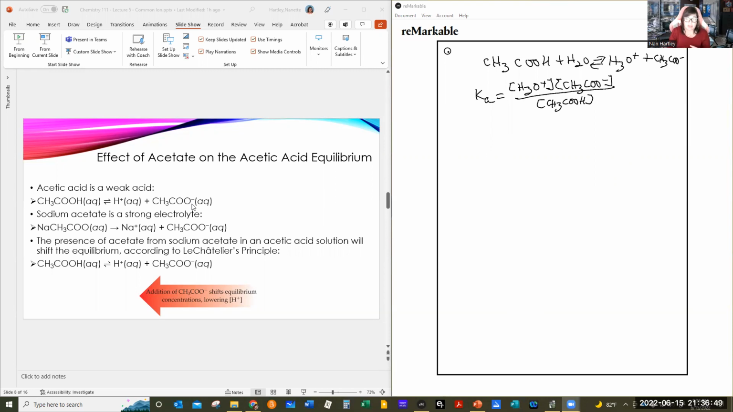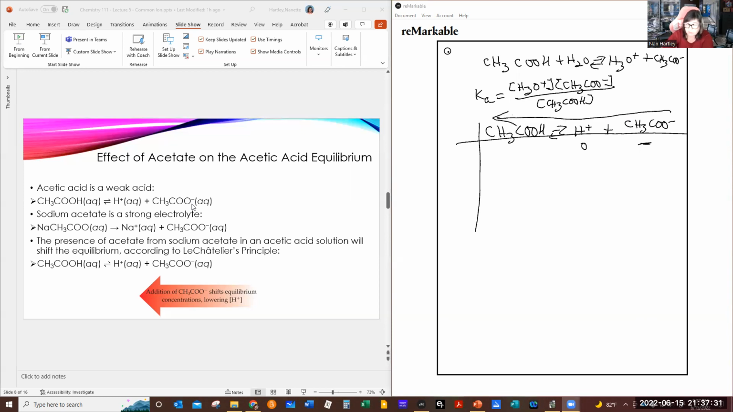and then we add sodium acetate to that same solution, sodium acetate is a strong electrolyte. All of our sodium acetate becomes Na plus and CH3COO minus. So that increases the CH3COO minus concentration. So if I'm looking at an ice table, CH3COOH going to H plus and CH3COO minus, and we have an initial concentration here, something that's not zero. That means that this equilibrium is going to have to shift this direction. Because I have the presence of the CH3COO minus already, I have to shift. And that's what we're talking about when we do this.